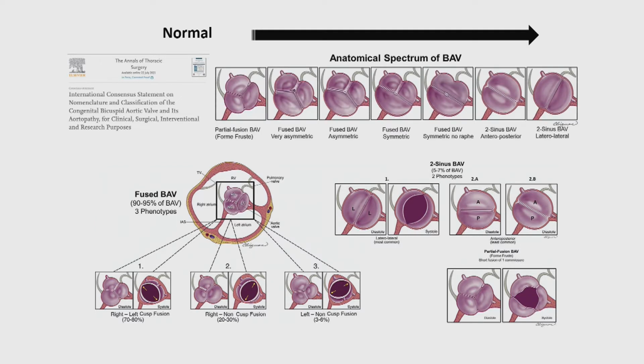So this is the sort of spectrum from normal to abnormal. The most normal type is our old functional, our form first, the partial fusion, and this goes right through to the lateral-lateral two sinus. And the most common type in the middle, the fused type, it can go from very asymmetric to very symmetric.